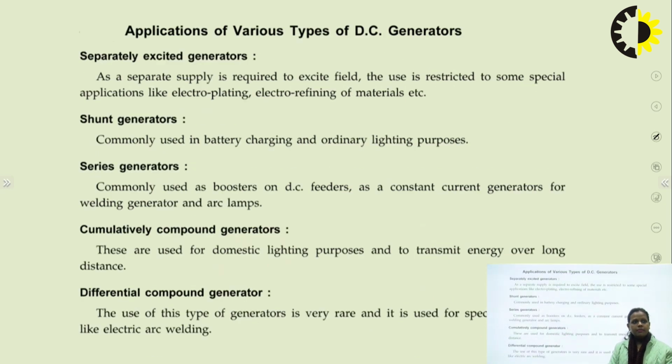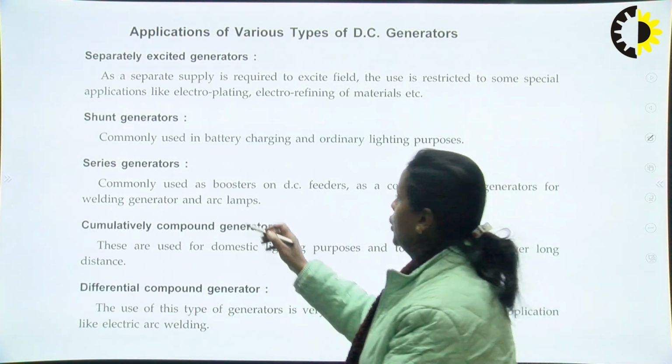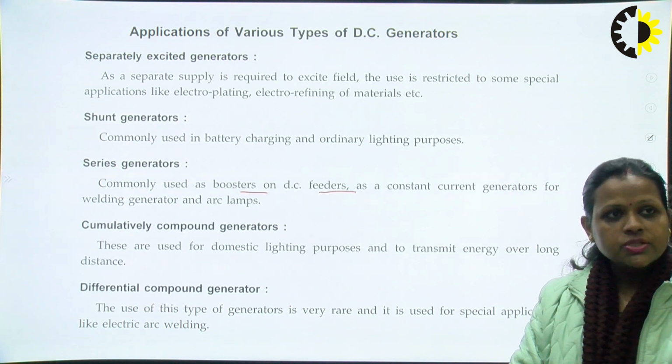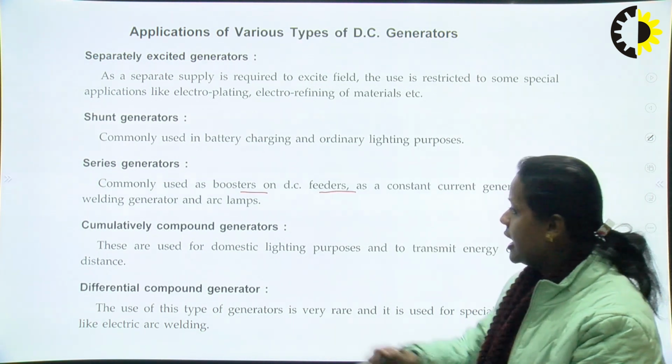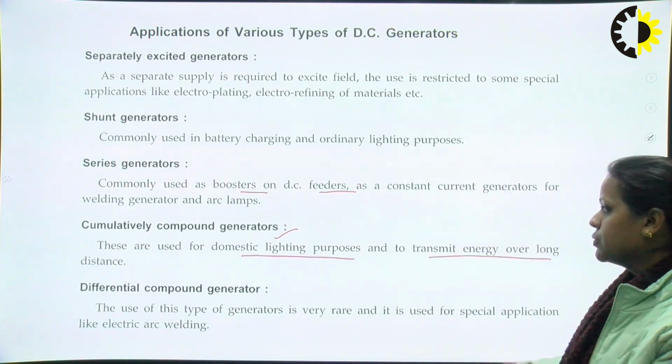Now coming to the applications of various types of DC generators. We have the separately excited DC generator. As a separate supply is required to excite the field winding, its use is restricted to special applications like electroplating, electro-refining of materials, etc. The shunt generator is commonly used in battery charging and ordinary lighting purposes. The series generator is commonly used as a booster on DC feeders, and as a constant current generator for welding and arc lamps. Then we have the cumulatively compound generator.